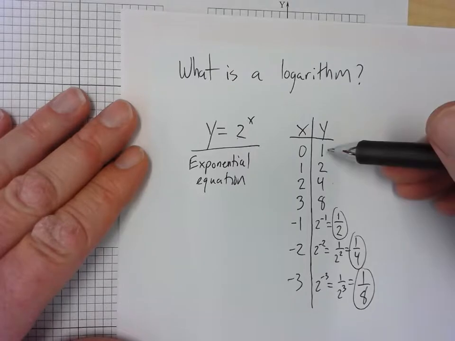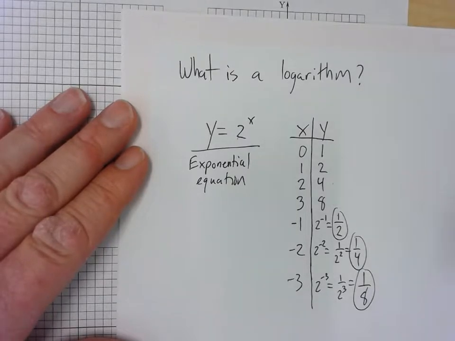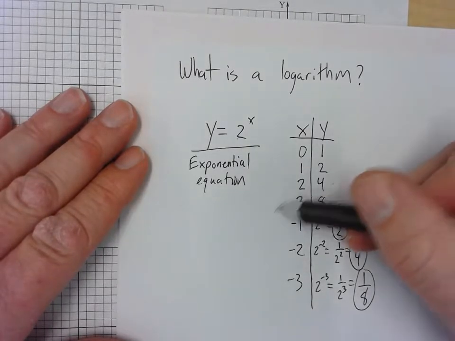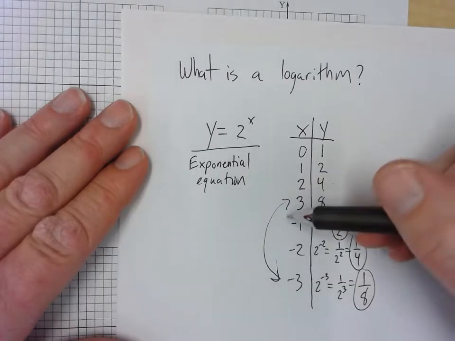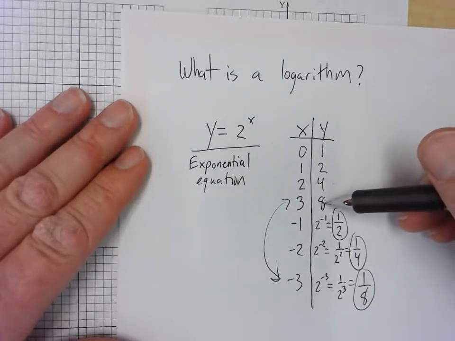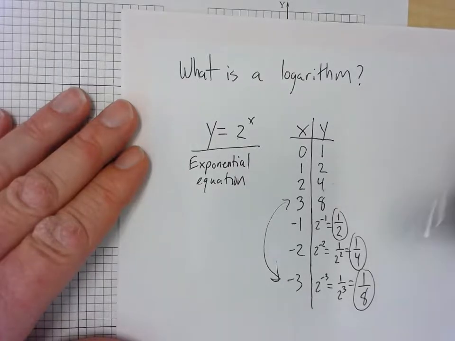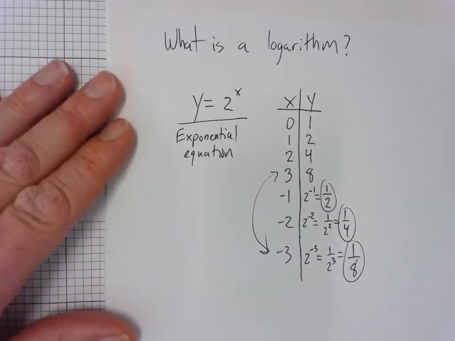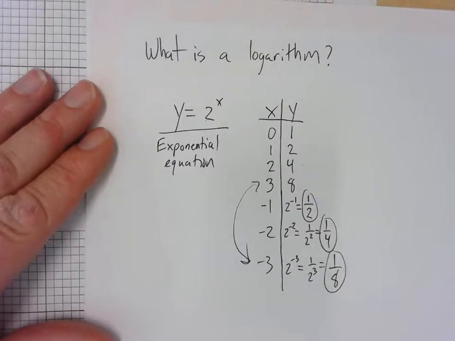So I have all the way from 1/8 to 8, which is kind of cool because if you think about these, 3 and negative 3 are opposites of each other, on opposite sides of 0, and 1/8 and 8 are reciprocals of each other. So that's kind of a cool connection there. All right.